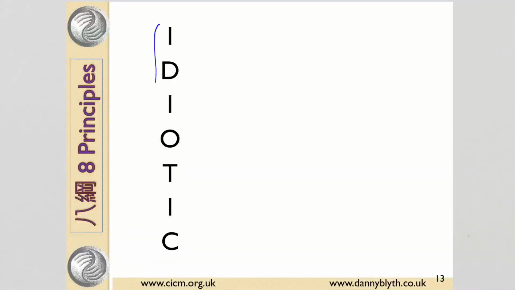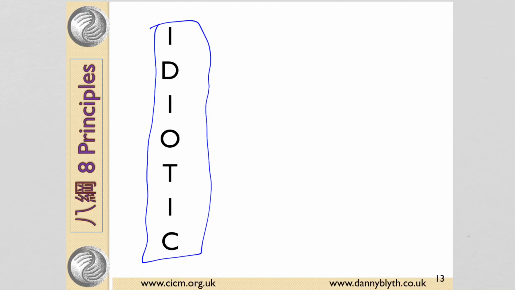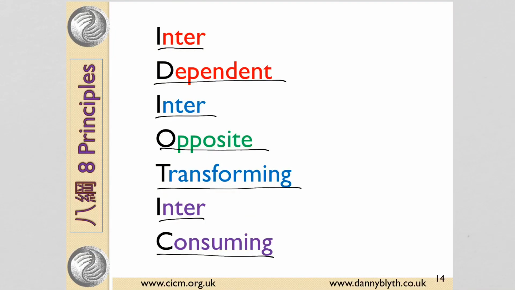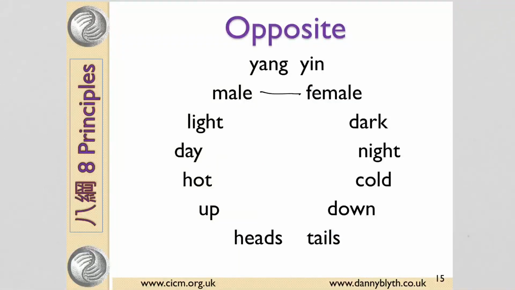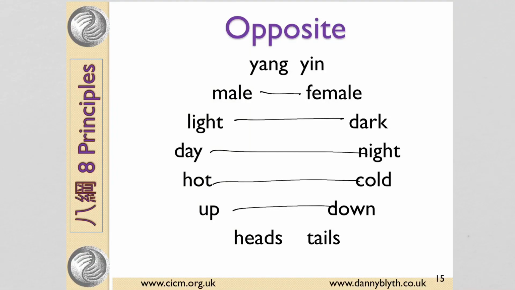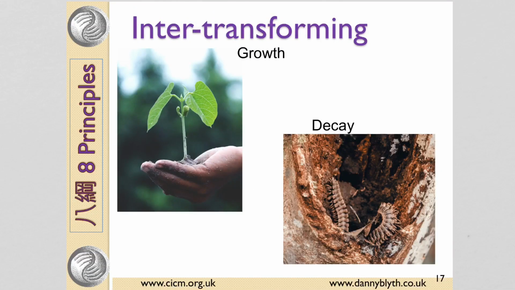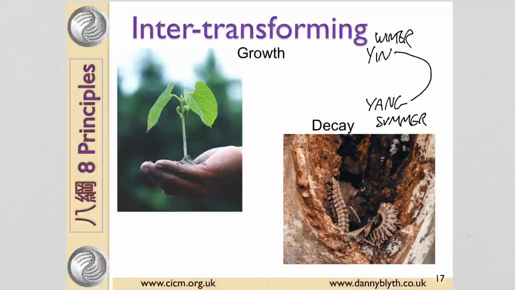Remember how they work together with the mnemonic IDIOT-C: interdependent, intertransforming, interconsuming, and opposite. So male and female, light and dark, day and night, hot and cold, all make up pairs of yin and yang opposites. Interdependent, one can't exist without the other. They're intertransforming, so there is a cycle of transformation from one into the other.